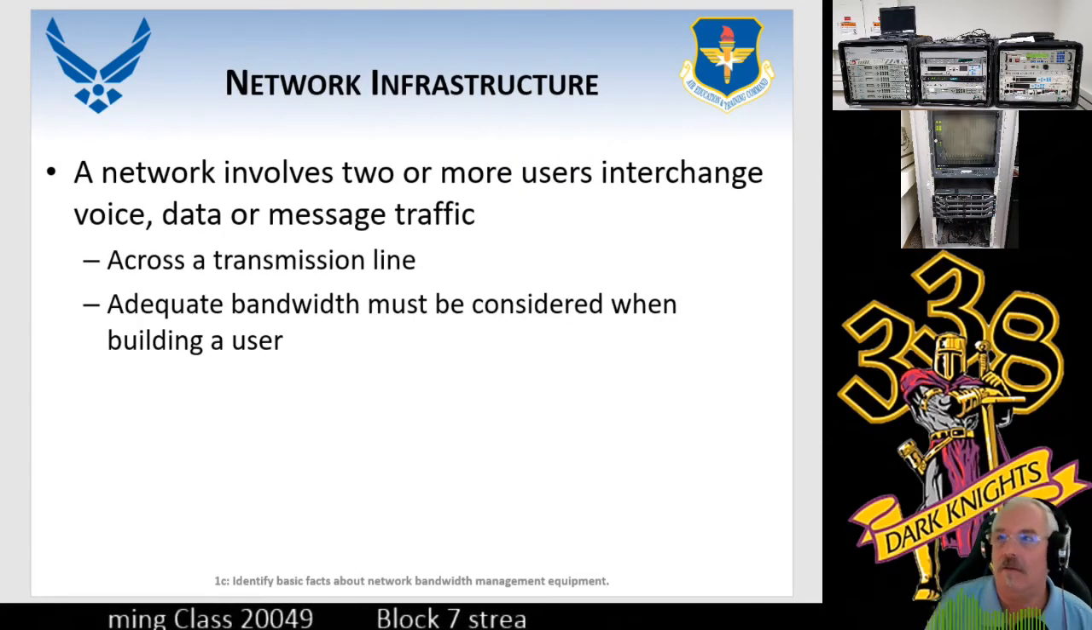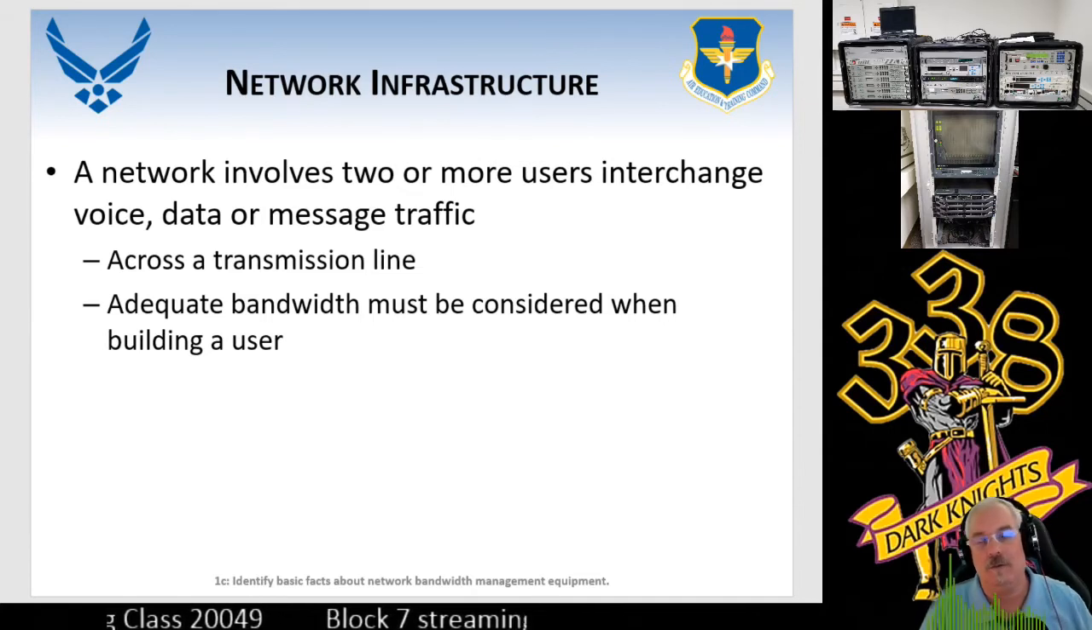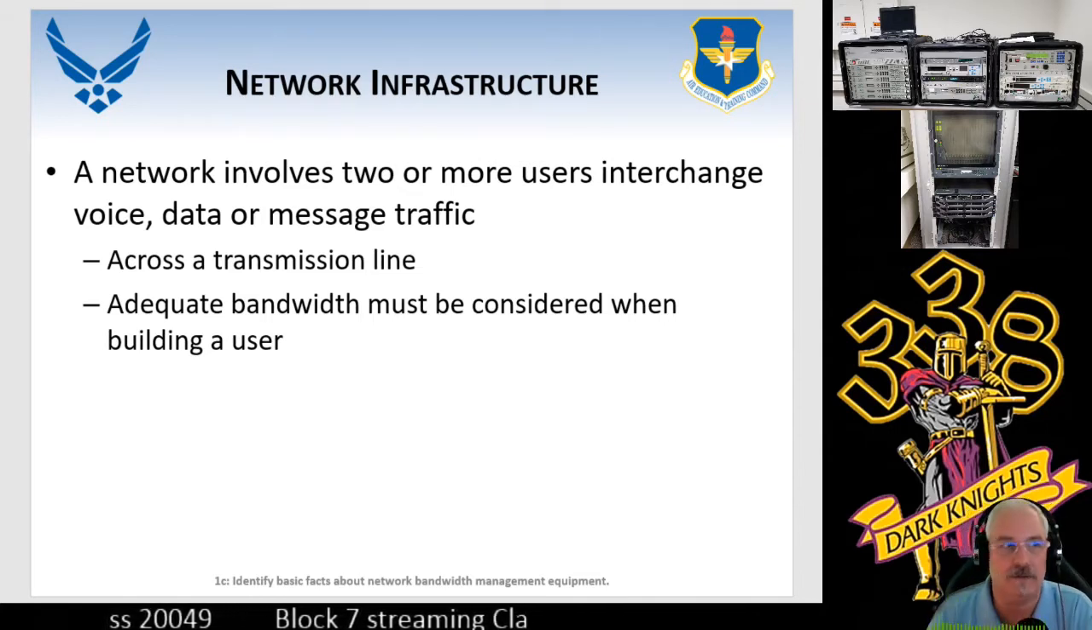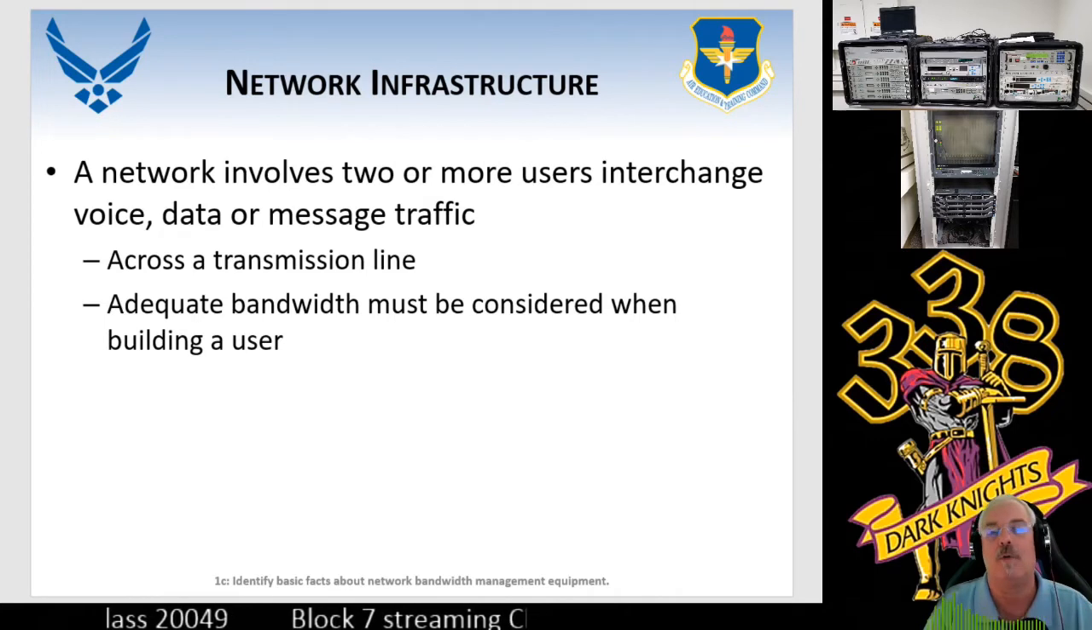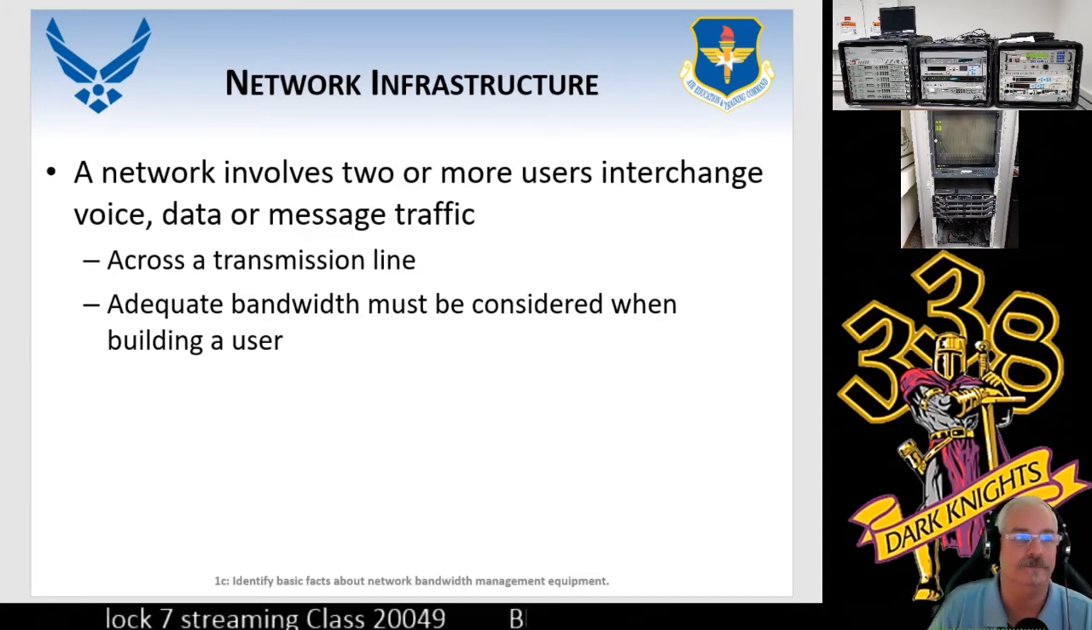Now let's take a look at network infrastructure. We've got 2 or more users. I like to call them channels. And they're talking back and forth using voice, data, and message traffic across a transmission line. Just remember, you need adequate bandwidth in order to be able to do that. In other words, users and channels are interchangeable. However, you can have more users as opposed to channels, because if your multiplexer only does 24 channels, you can only have 24 inputs. But you can have multiple users on a channel.